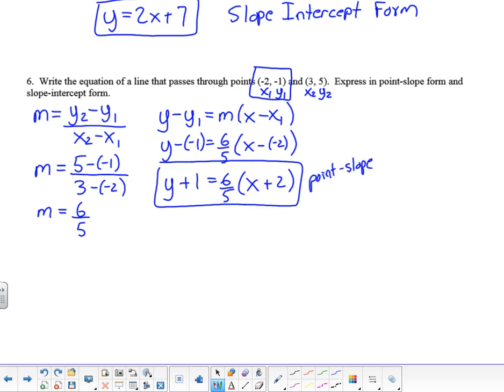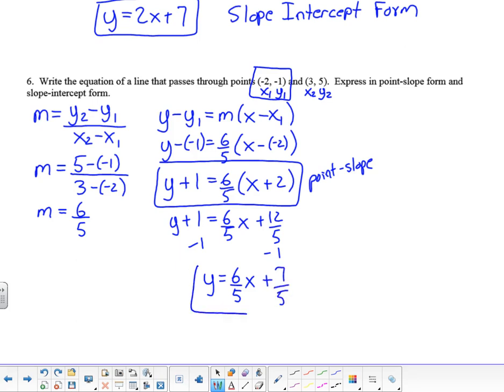But it says also slope-intercept form. So we're going to distribute the 6/5. So we get 6/5 x. When we do 6/5 times 2, that would be 12/5. Okay, we're going to subtract 1. Y equals 6/5 x. And 1 is really 5 over 5. So it's like you're subtracting 5 over 5, which would be 7/5, and that gives us this value down here.